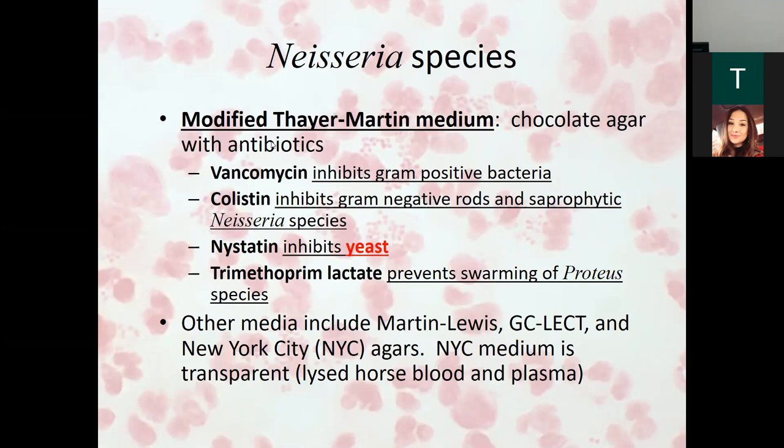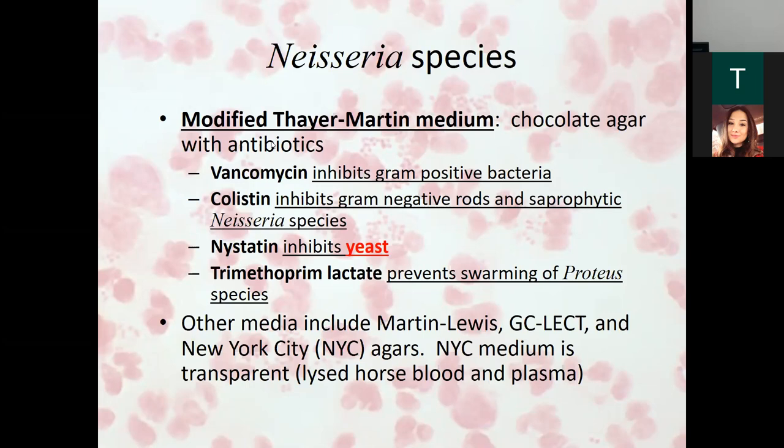That big puffy white thing that looks like mountaintops. We have nystatin, which inhibits yeast. We know that because we treat yeast infections with nystatin. So we don't get any yeast growth, which you might expect from a urogenital area. Colistin inhibits gram-negatives, but E. coli could be there, it's not growing.